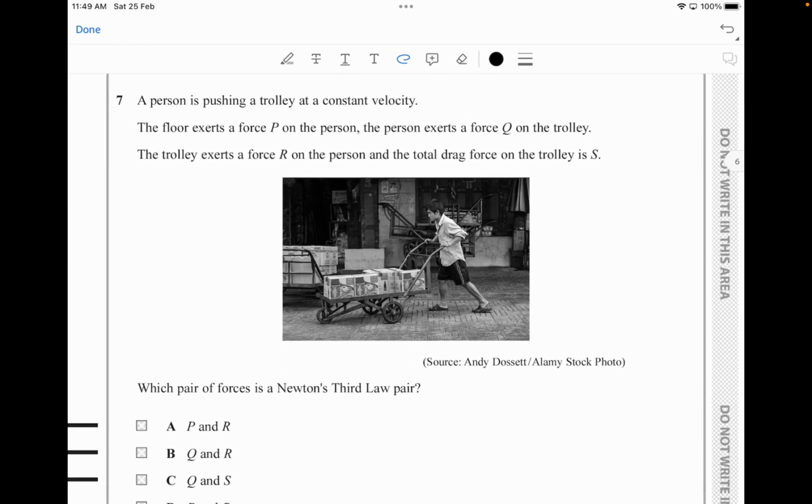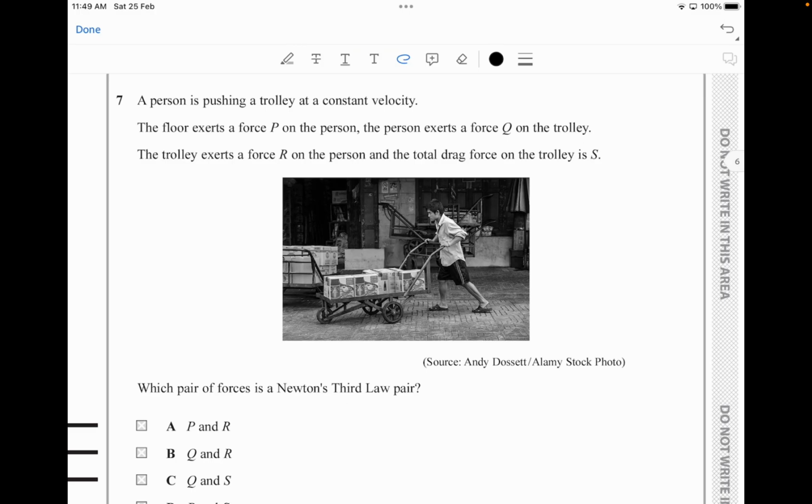So, question 7. A person is pushing a trolley at a constant velocity. The floor exerts a force of P on the person, the person exerts a force of about Q on the trolley, the trolley exerts a force of R on the person, and the total drag force on the trolley is S. Which pair of forces is Newton's third law pair?